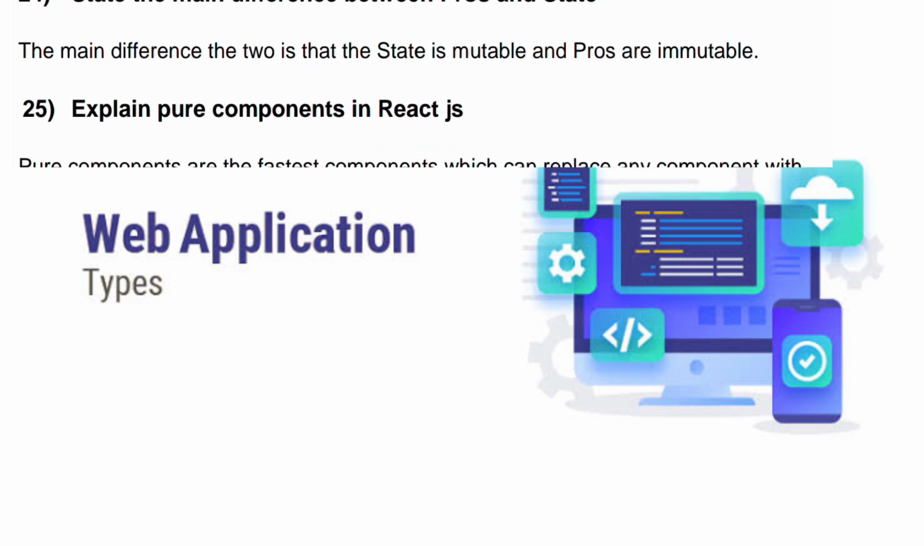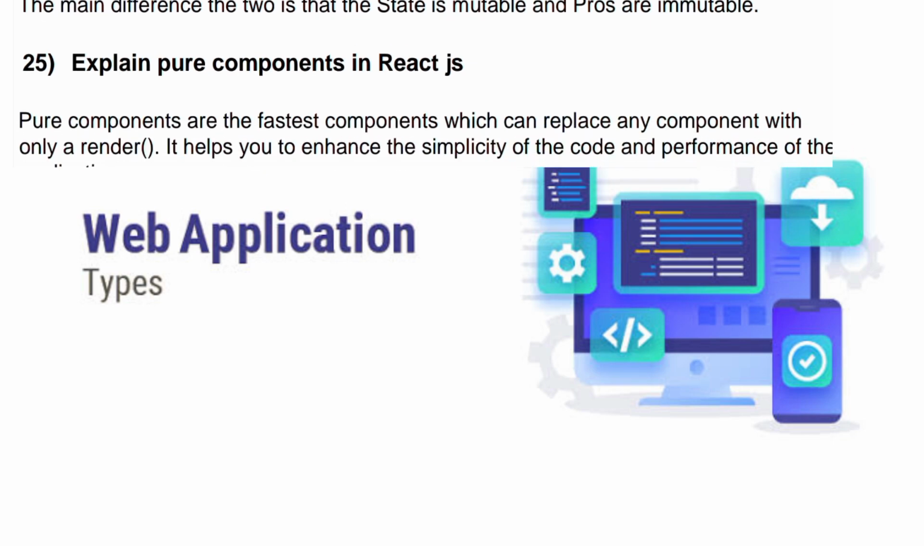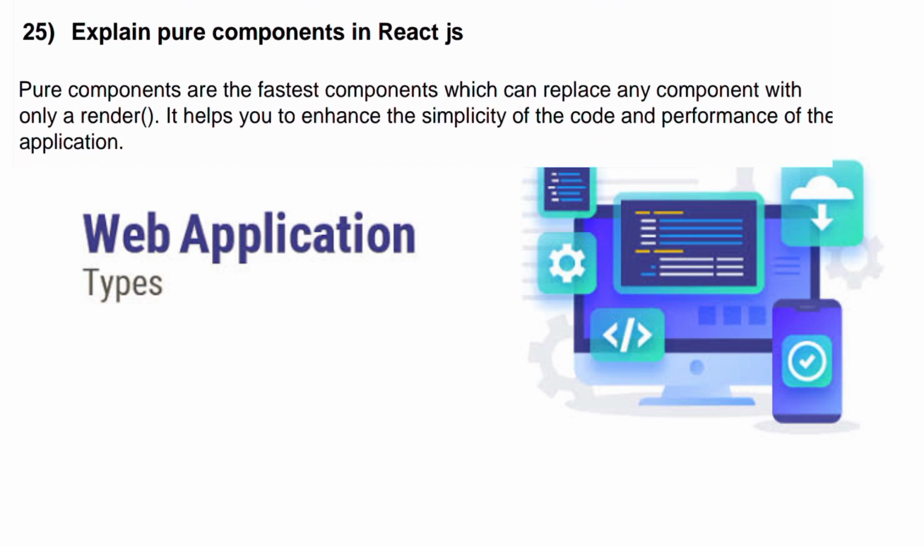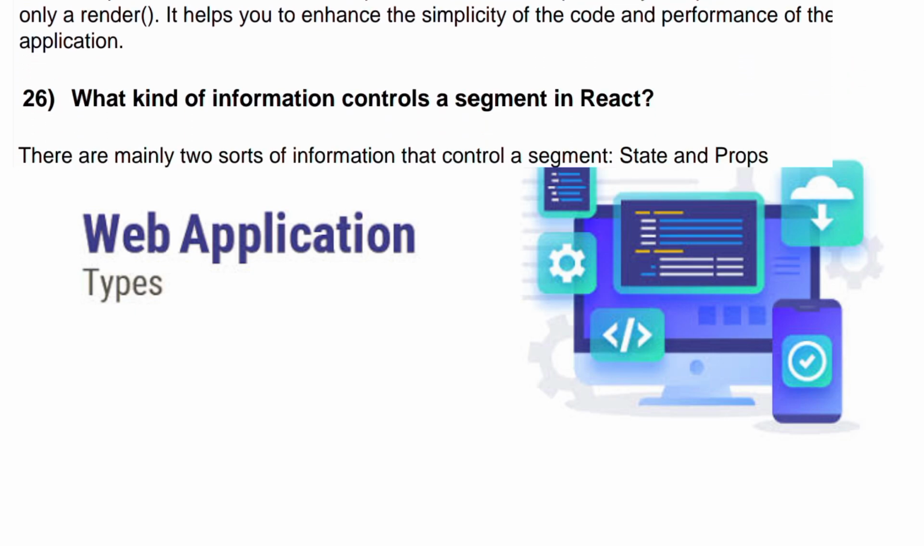Now the next question is, explain pure components in React.js. Pure components are the fastest components, which can replace any component that only has a render. It helps you enhance the simplicity of the code and the performance of the application.